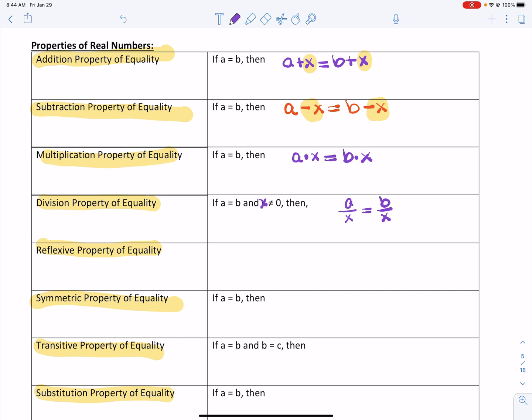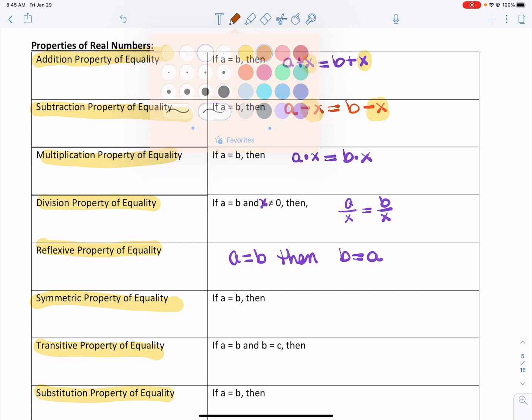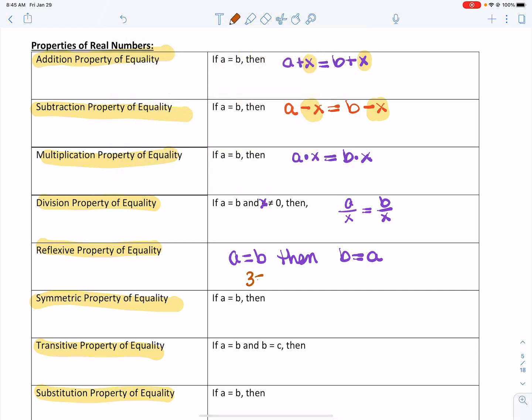The reflexive property of equality is saying if A equals B, then B equals A. So if I get an answer, like how we would use this in our class, like 3 equals X, then I can also say that X equals 3. It doesn't matter what side of the equal sign something is on, it's still equal.